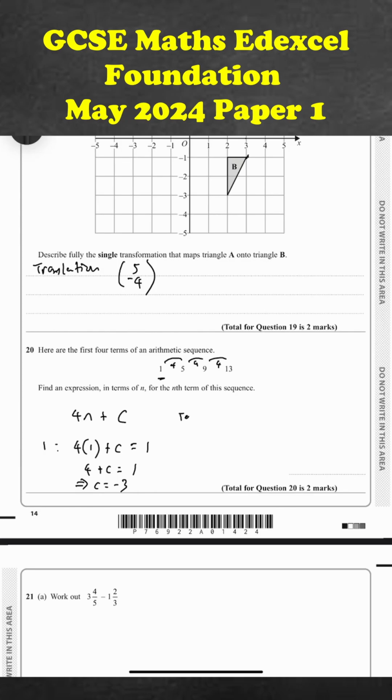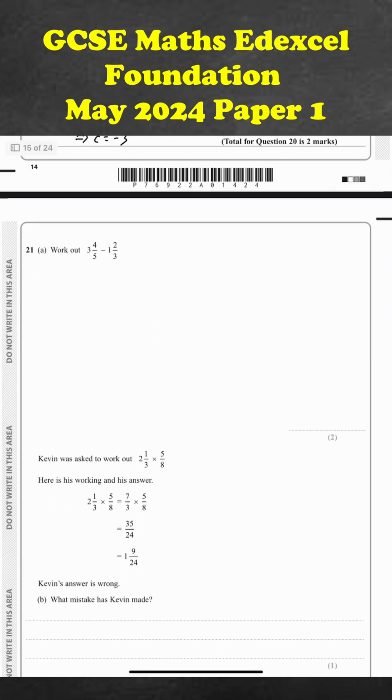We're going to test it for the second term. So we're going to have 4 lots of 2 plus minus 3. So that's going to be 8 minus 3, which equals 5. And that agrees up here. Therefore, I'm happy that our sequence is going to be 4n minus 3. You can also test it with the third if you want. So we would have 4 lots of 3 minus 3. It's going to be 12 minus 3, which is going to be 9, which agrees to here as well.